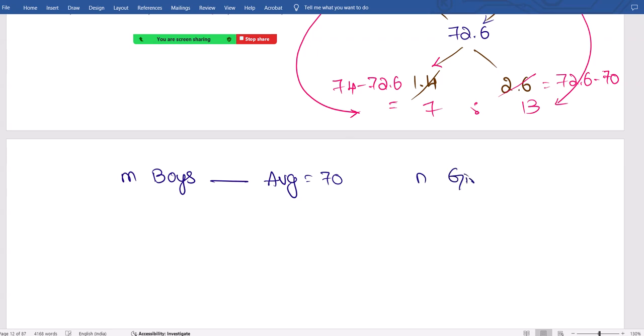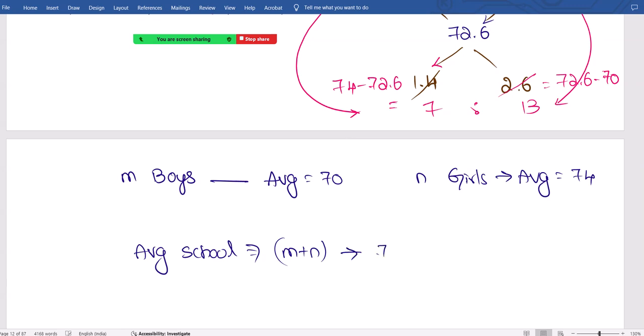Girls are there in that school. Their average is 74. Without using the mixture and alligation concept, I want to do this. So the average of the school, which has m plus n people, boys and girls, is given as 72.6.